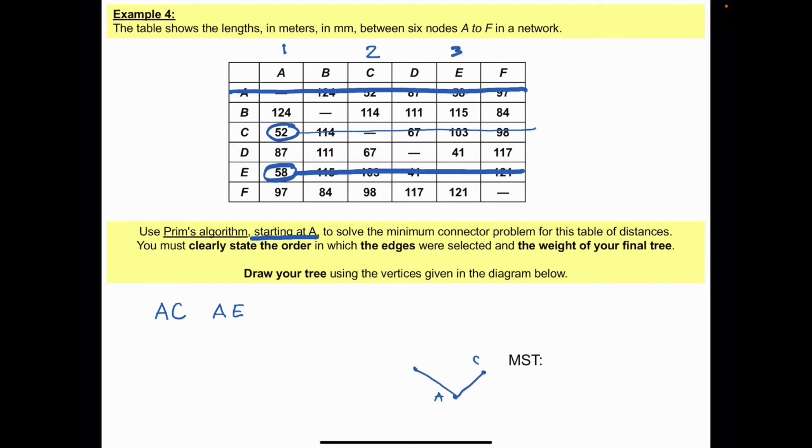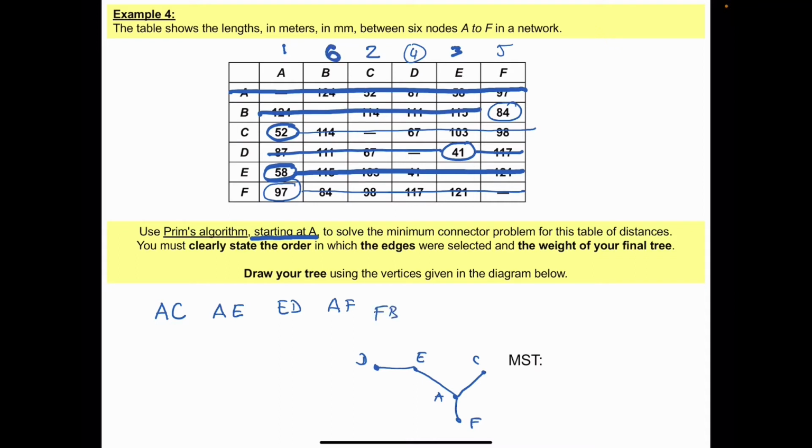So AE could be somewhere here. Now I'm looking at E, C, A, and the smallest one is 41. So 41, that's in the D. So ED is the next one. ED is my fourth column. Now look at these, 97. 97 is the shortest one, so AF. So 5 and AF. And then the smallest one is 84, which gives me 6, FB. So F and somewhere here would be B. So this would be the correct solution.